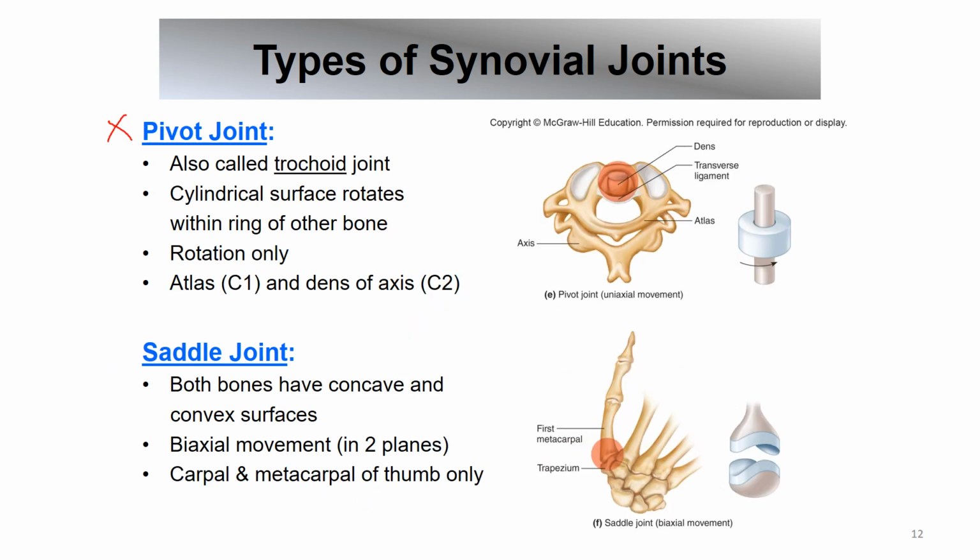Pivot joints, also called trochoid. These give us rotational movements. The example is between our atlas and the dens of our axis. Saddle joint. This is our thumb joint. But more importantly, know that it's between the carpal and the metacarpal of the thumb only.